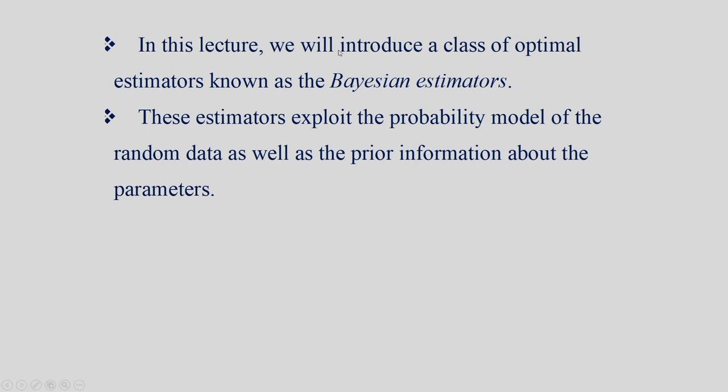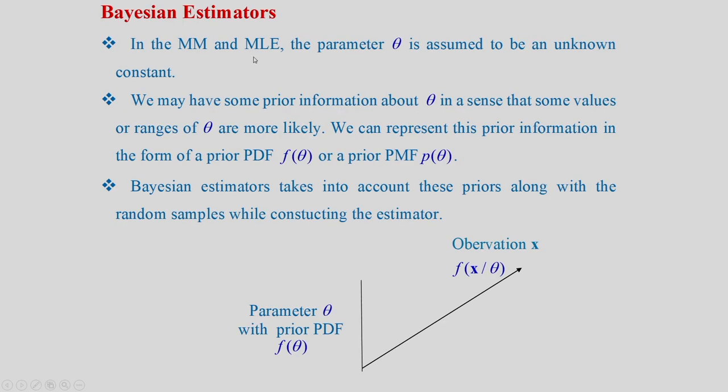In this lecture, we will introduce a class of optimal estimators known as the Bayesian estimators. These estimators exploit the probability model of the random data as well as the prior information about the parameters. In the MM and MLE, the parameter theta is assumed to be an unknown constant. We may have some prior information about theta in the sense that some values or ranges of theta are more likely. We can represent this prior information in the form of a prior PDF, prior density function f theta, or a prior mass function p theta.